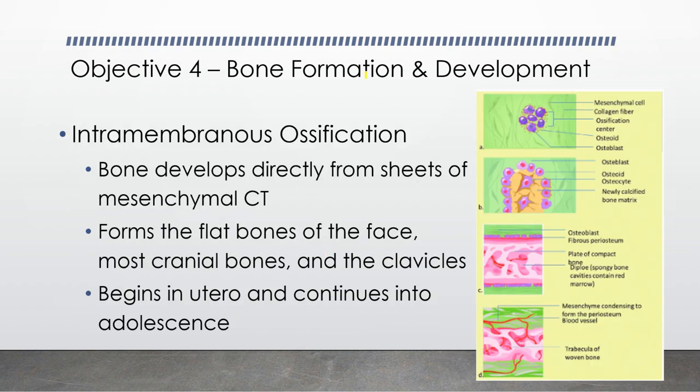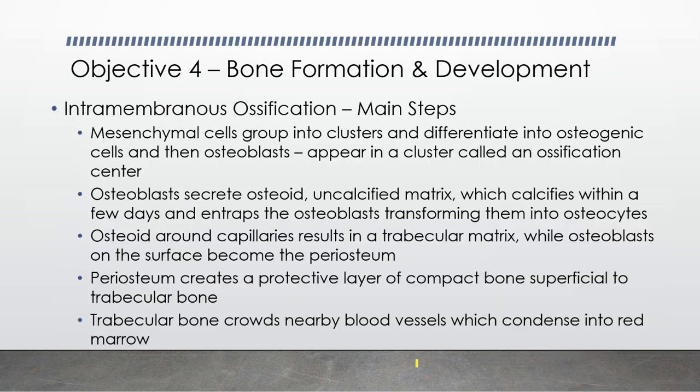So in intramembranous ossification, this is really one of the main things that you need to understand, is that the bone is developing straight from those stem cell lines, the mesenchymal connective tissue. Remember, that is your precursor tissue. That is a stem cell line that you'll find that forms from the mesoderm, that embryonic tissue layer. And so here we have bone developing straight from that embryonic tissue. And so we'll find that in the flat bones of our face, the cranial bones, and our clavicles. This starts in utero, and this continues all the way into adolescence.